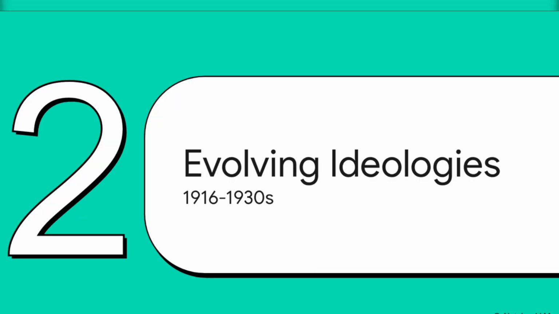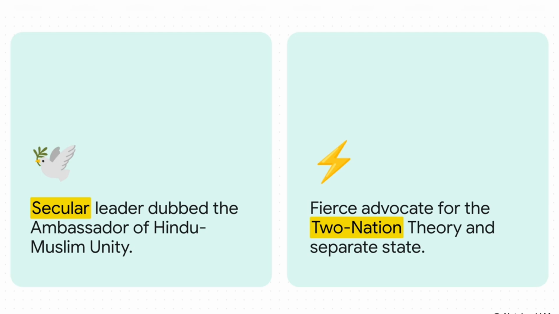Moving right along to Section 2, evolving ideologies, spanning from 1916 through the 1930s. You know, the leaders who were navigating this growing divide experienced massive ideological shifts themselves, and honestly, none were more dramatic than Muhammad Ali Jinnah. Back in 1916, as a member of the Indian National Congress, Jinnah was a firmly secular leader. He was literally dubbed the ambassador of Hindu-Muslim unity.